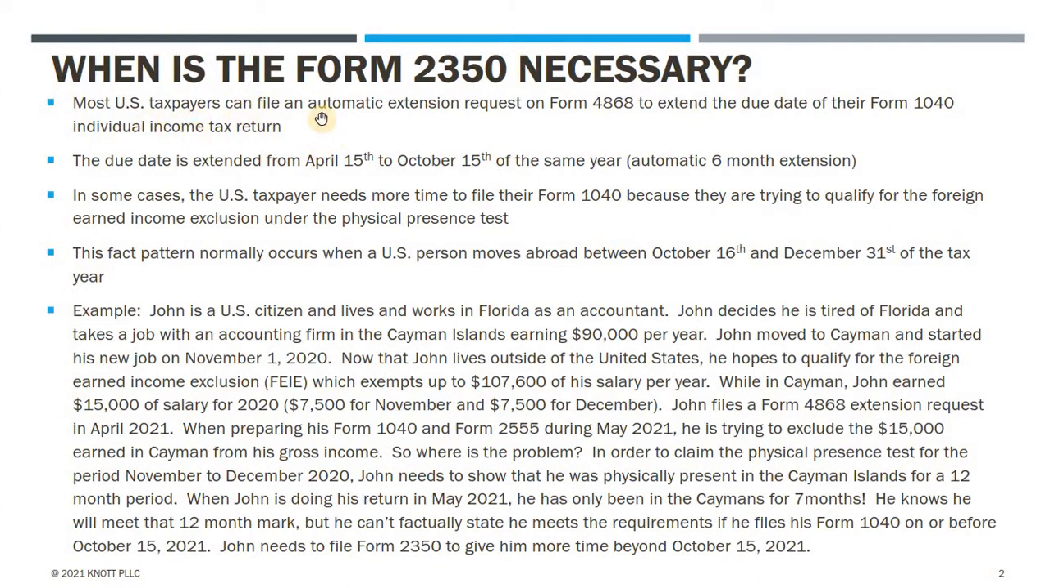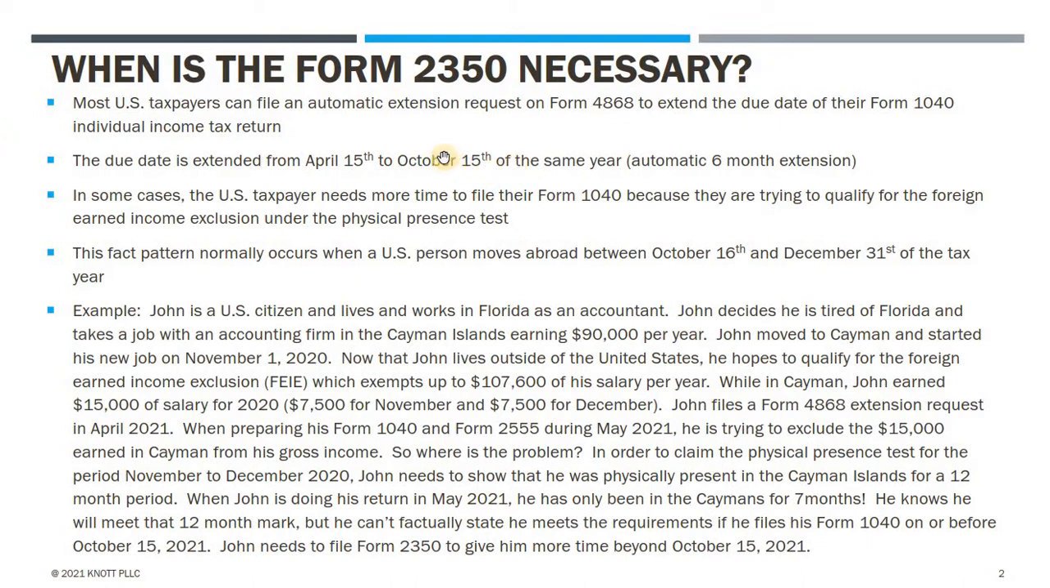taxpayers, when you want to extend your 1040, you get an automatic extension if you file Form 4868, okay? So the due date for Form 1040 is April 15th of each year. You can file this, and the IRS will automatically grant you an extension out to October 15th of the same year, right? It's an automatic extension request. Now remember, the extension request is just to file the return. It's not an extension to pay.